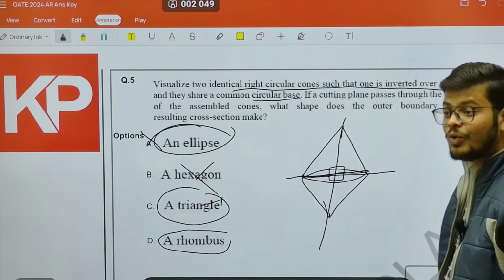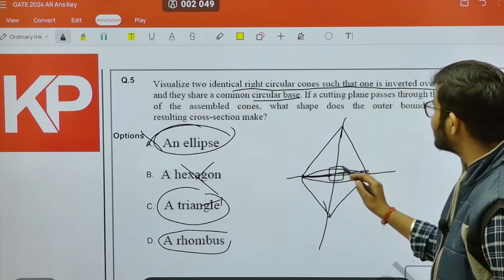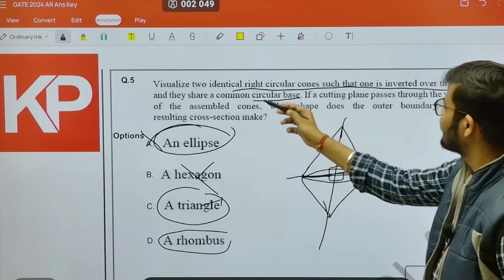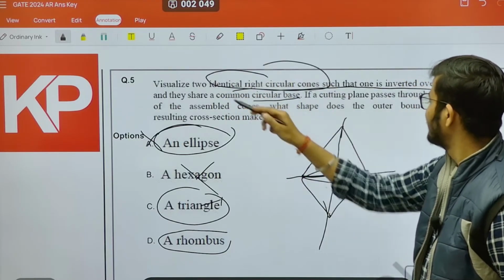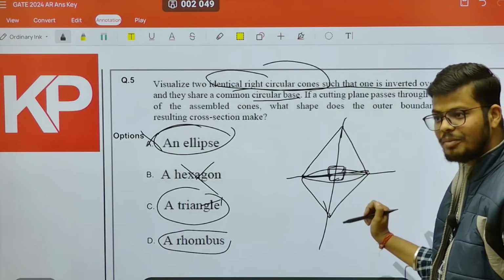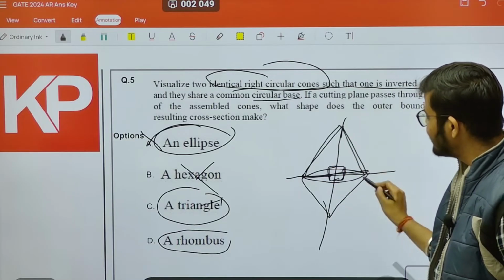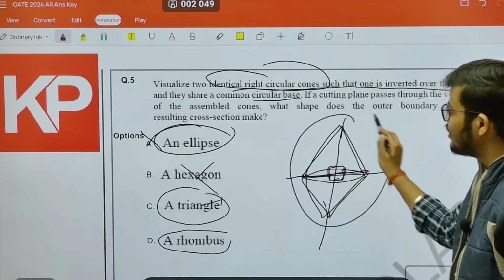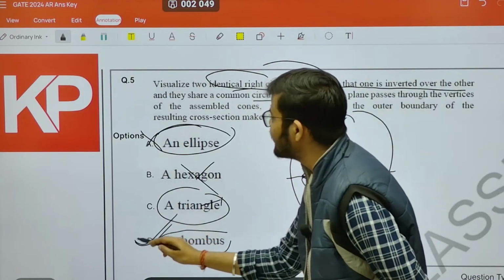And these cones are what? These cones are identical in shape. It's given here, they are identical right circular cones. That means they will be making this 90 degree angle here. Their diagonals will be making a 90 degree angle, and these are identical cones. So this shape will be a rhombus. That means option D is the correct one.